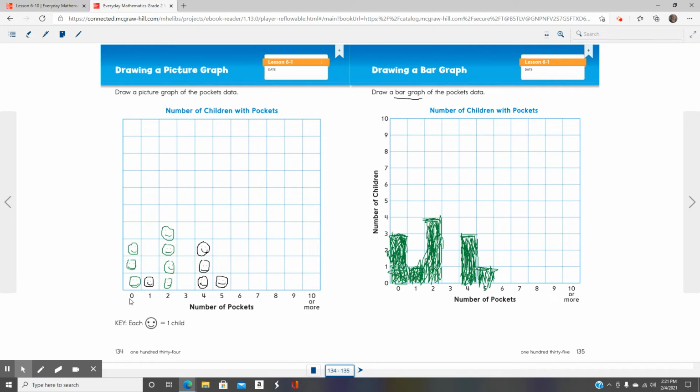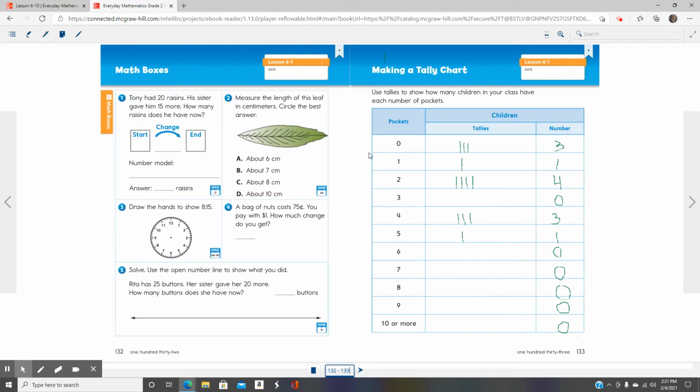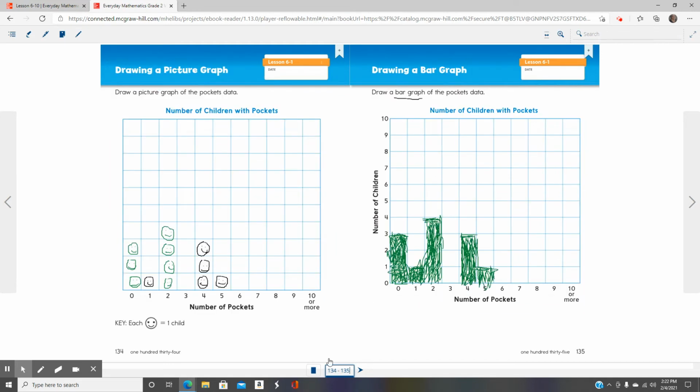So I asked the students, how many of us were wearing zero pockets today? And if you look back at the data we collected with our tally marks, we figured out that 3 of us were wearing zero pockets. So on our picture graph, guess how many smiley faces we put? 3. Right here at 0, because 3 of us were wearing 0 pockets.